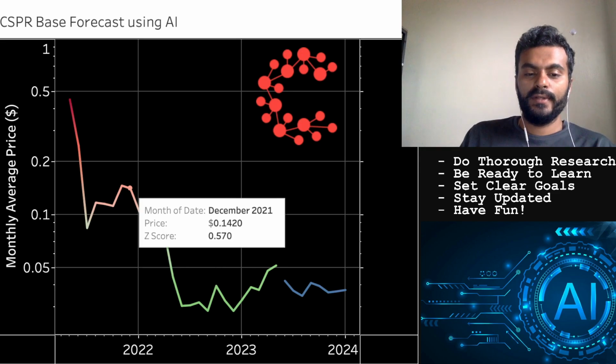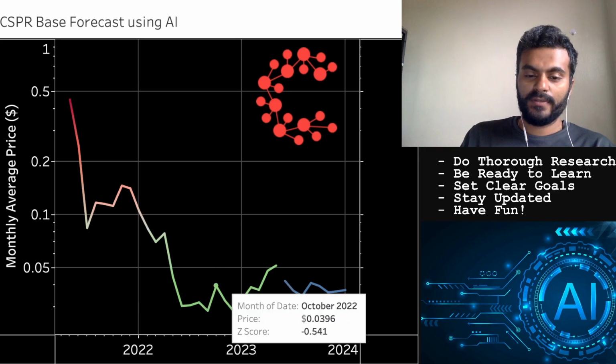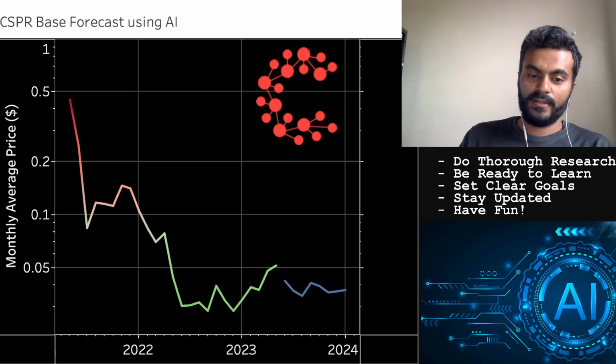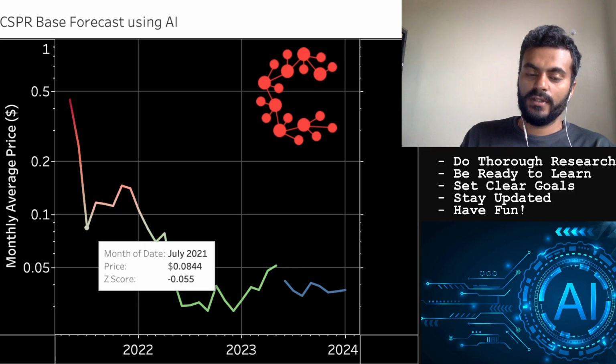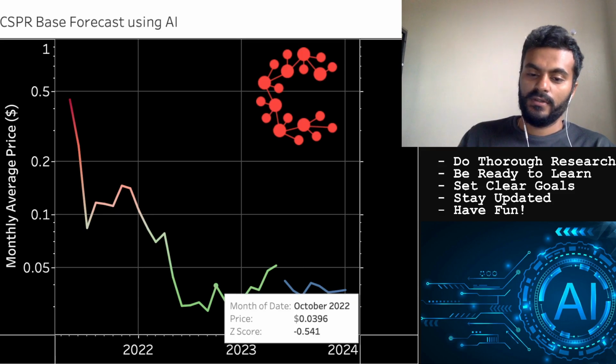And let's take another example. In October of 2022, when the price was a little less than 4 cents, the z-score was negative 0.54. So you can see how a drop of 1 cent or 5 cents contributes to a decline in z-score by almost 0.5.